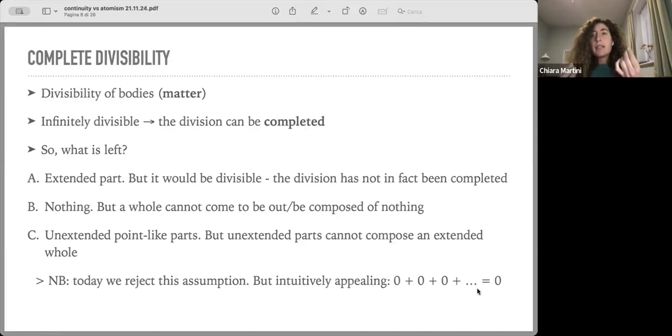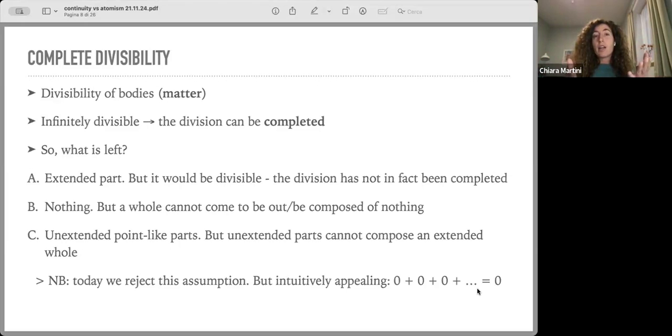This is an assumption that is not really defended in the Greek context, but everybody accepts, both Zeno and the Atomists and Aristotle. And, bracket, today we reject this assumption. So now we think that we can construct something that is extended out of more than infinitely many unextended points. And again, this is part of the mathematical solution that we give to some of the paradoxes today. But that's not the road that any of the Greeks took. And we can see why.